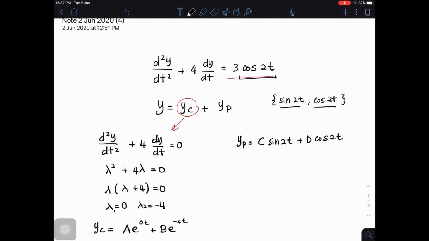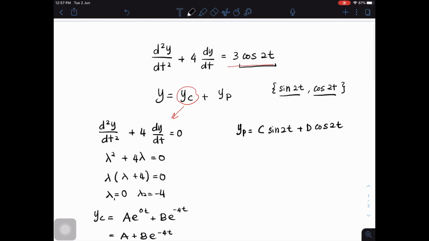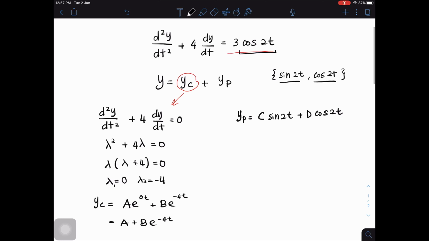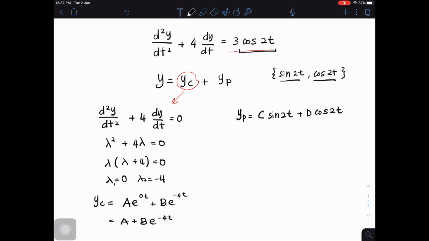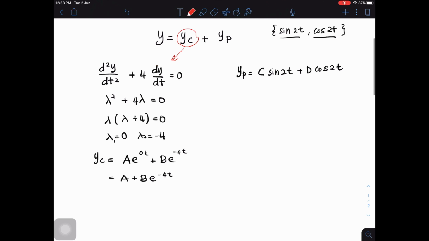But before we can proceed, we need to check whether our yp and yc are linearly dependent or linearly independent. What do we mean by linearly dependent and linearly independent? The first thing is you need to write down the y1 and y2 from both yc and yp. In your yc, a y1, so your y1 is 1, b y2, so your y2 is exponent negative 4t. This is for yc. For yp, your y1 is sine 2t, since this one is c y1, and your y2 is cos 2t.